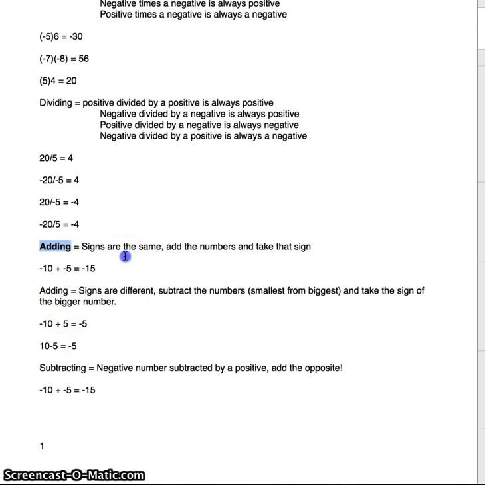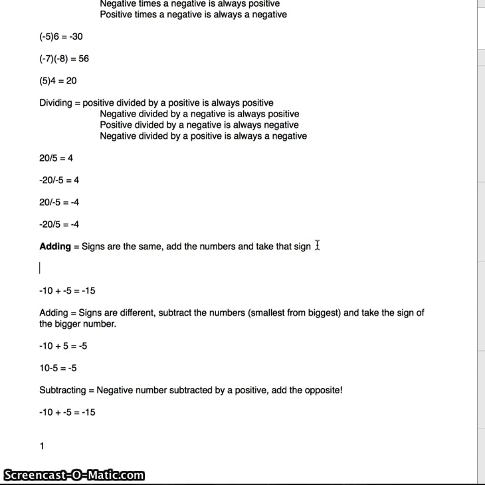So when you are adding, if the signs of the integers are the same, all you have to do is add the numbers and take that sign. And when you learned how to add, you were doing this as a kid. You knew that 3 plus 7 equals 10. Well, look, is this a positive 3? Yes. Is this a positive 7? Yes. So the signs are the same. You just add those numbers and you take that sign for your answer. So positive 3 plus positive 7 equals positive 10.